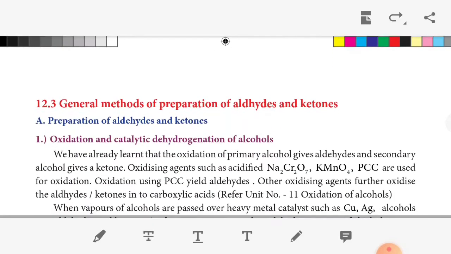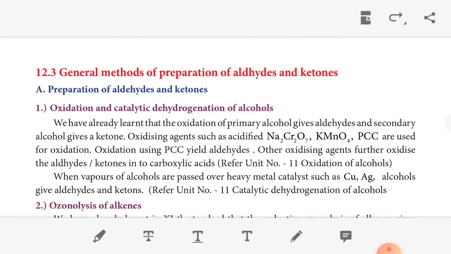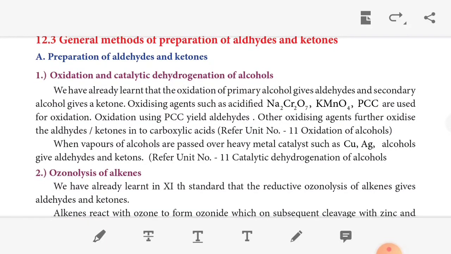The next topic is the general methods of preparation of aldehyde and ketone. First we see the preparation of aldehydes and ketones. The first method is oxidation and catalytic dehydrogenation of alcohol. You know the meaning of oxidation. Dehydrogenation, the removal of hydrogen, is called dehydrogenation.